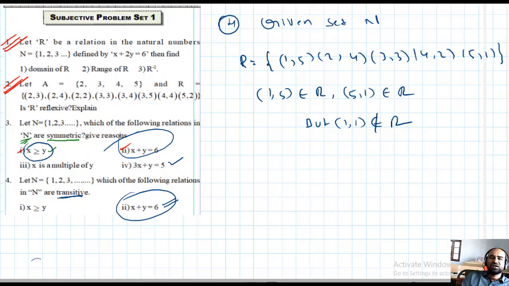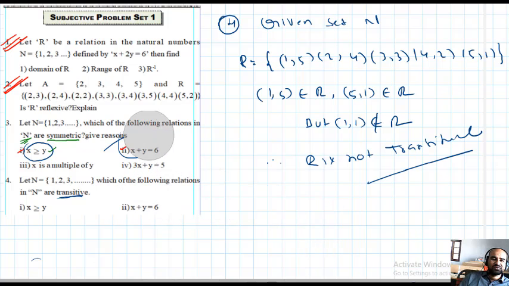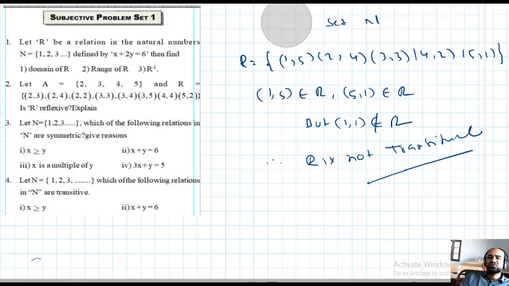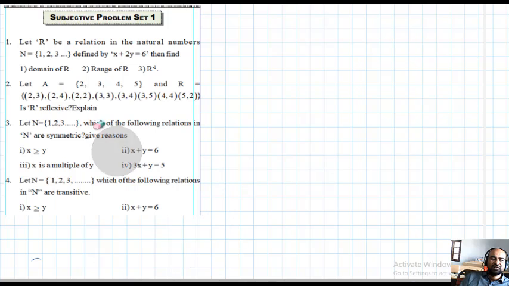Then only it is called transitive, no? Definition: here (1,5) belongs to R, (5,1) belongs to R, so (1,1) should belong to R, but (1,1) is not there. Therefore, R is not transitive. Students, the relation concepts are very difficult, and that too checking is very difficult. Please go through the concepts once again and you can solve the problems. I think I explained 4 problems.